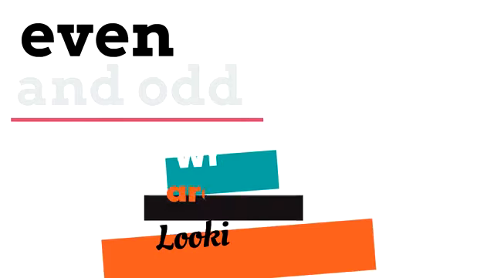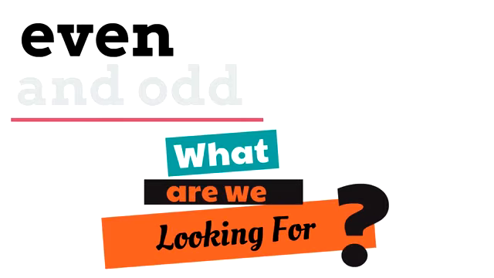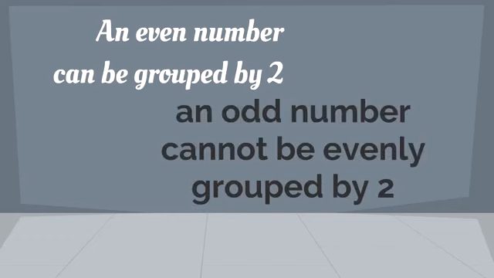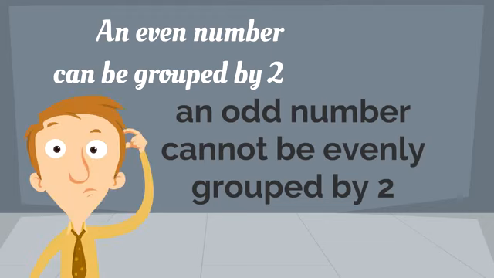So what is this key that we're looking for? What are we looking for that will tell us if a number is even or if the number is odd? An even number can be grouped by two. An odd number cannot be evenly grouped by two. So it's all about the number two, and that might sound confusing. Let me show you and you'll see.